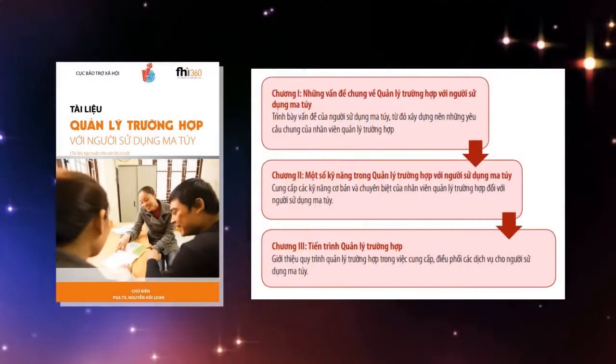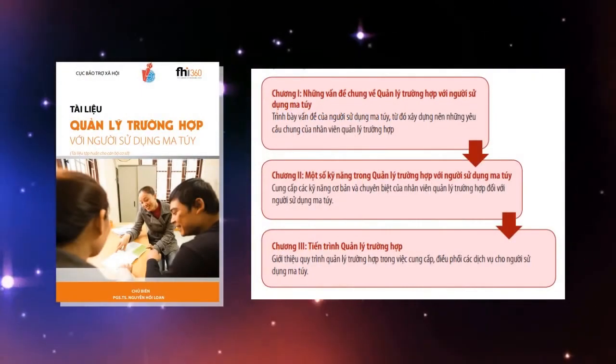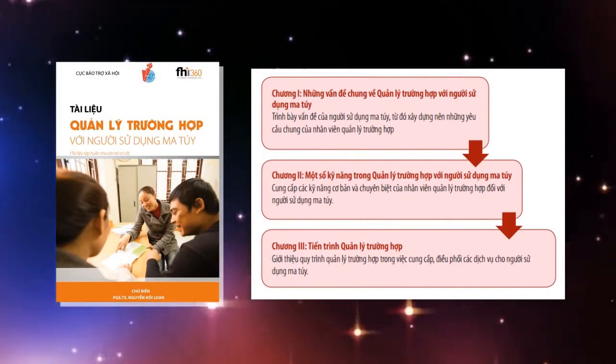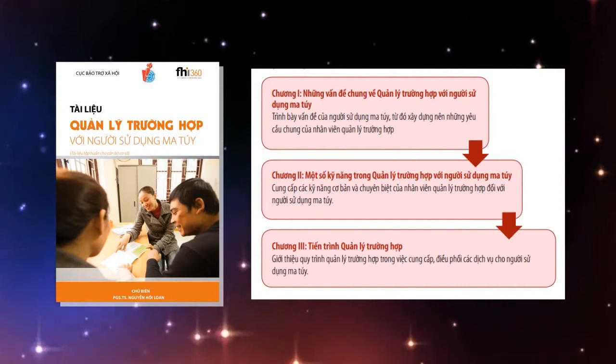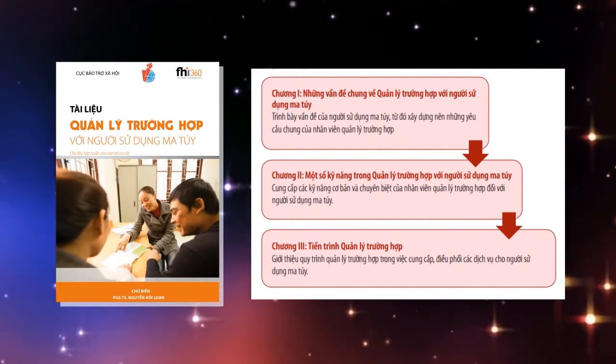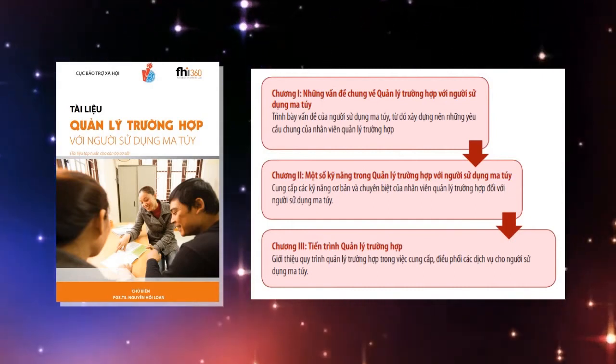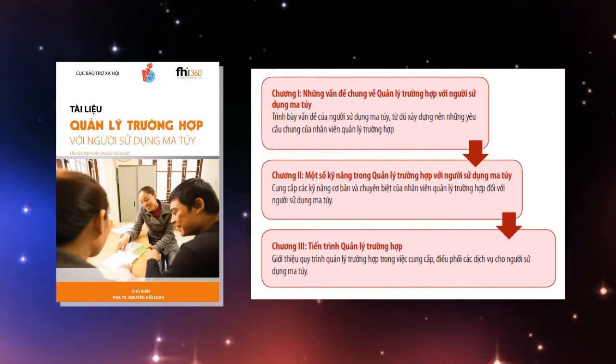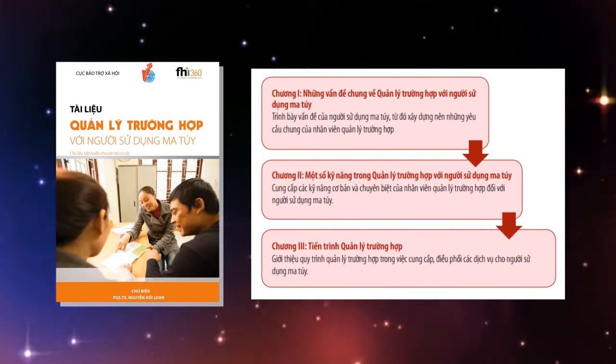Chapter 1 presents the needs and problems of drug users, which inform the general requirement of a case manager working with drug users. Chapter 2 introduces and analyzes basic skills and specialized skills in case management for drug users. Chapter 3 guides the case management procedures in coordination, referral, and monitoring the receipt of services of clients.